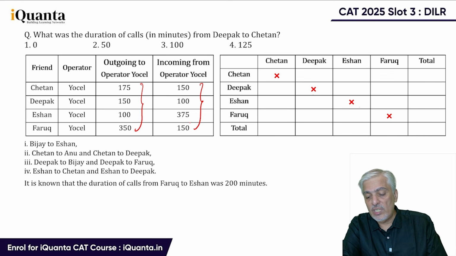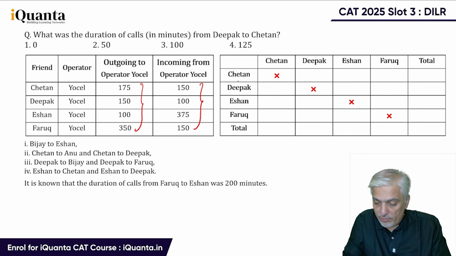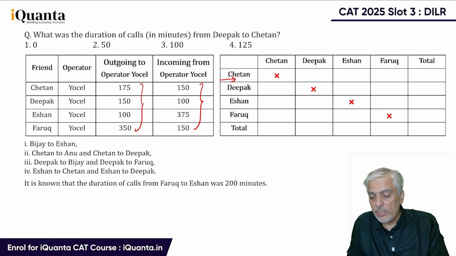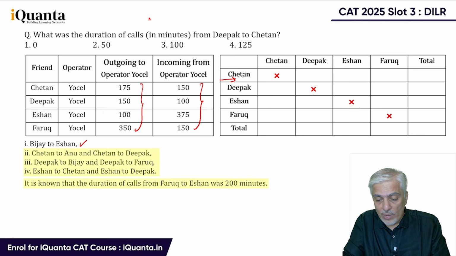So what's Chetan's outgoing calls? When I'm looking from here horizontally, I'm looking at outgoing calls. So Chetan will be 175 minutes. Right? I have these numbers also. I will put them over here also. Even though there was no call over here also, that is not needed because I'm not even looking at B and A. I'm looking at only Y and Y.